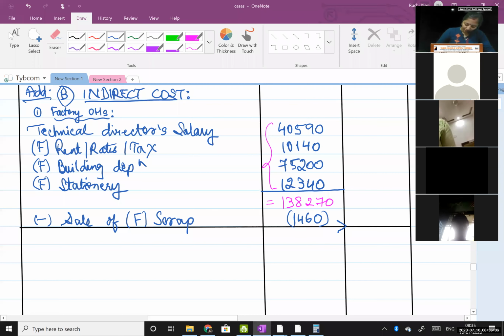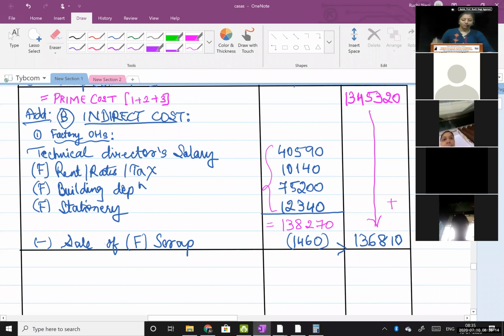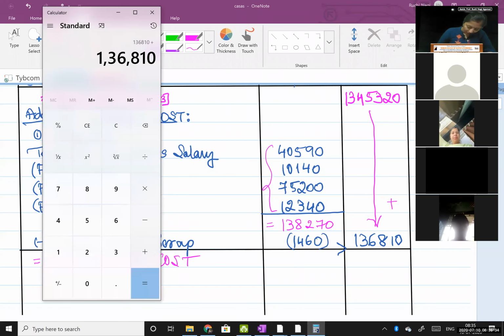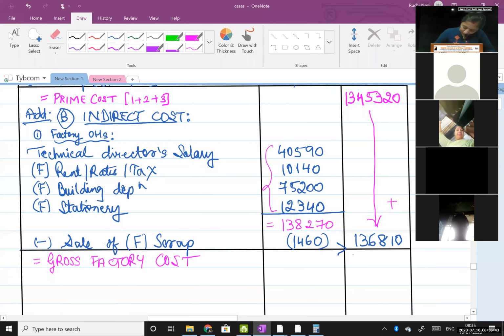Okay. Now, once you are in the outer column, you will add the previous total, prime cost plus factory overheads. Then what do we get? This is known as gross factory cost. Add plus 13,45,320. The answer is 14,82,130.